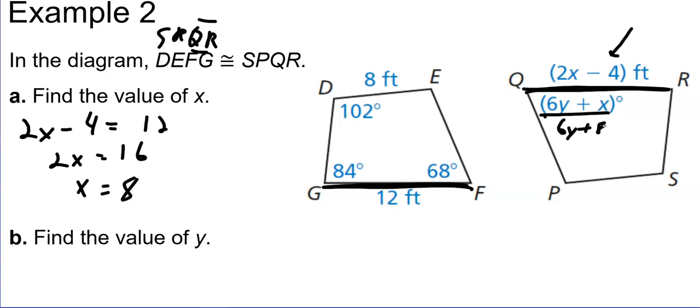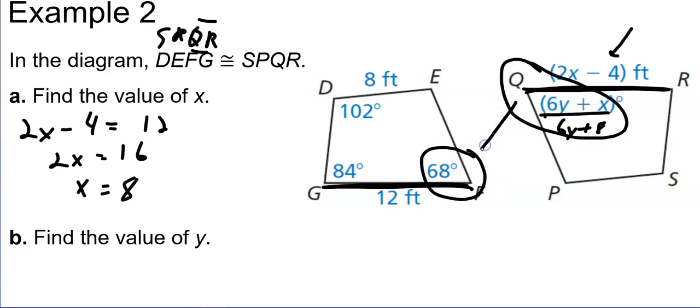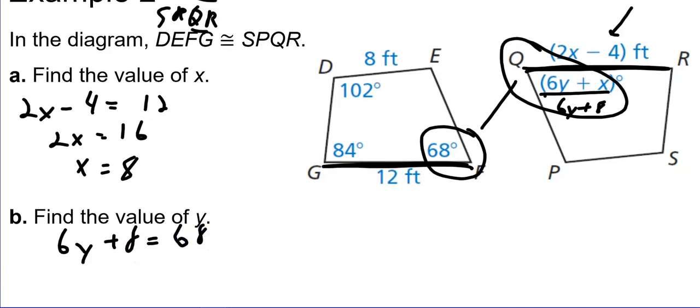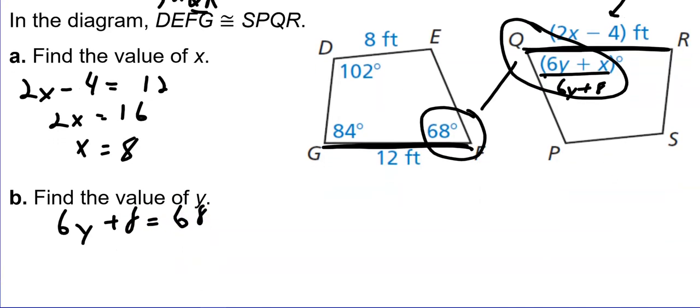Now, what corresponds to q? We look up at the top, that's f. So this and this are the same thing. So we can say 6y plus 8 is equal to 68. Subtract 8, and I get 60. And divide by 6, and I get 10.